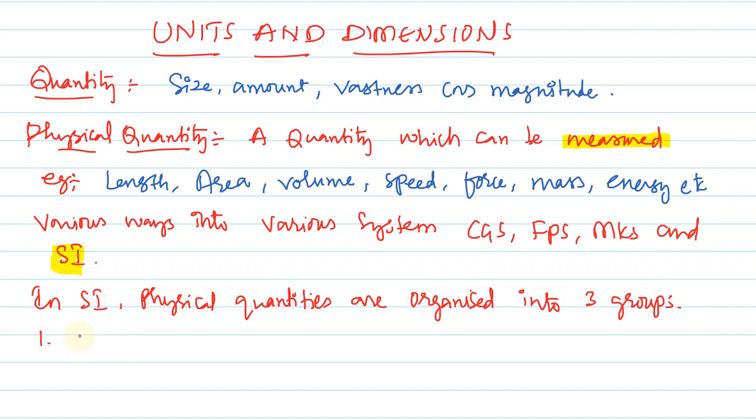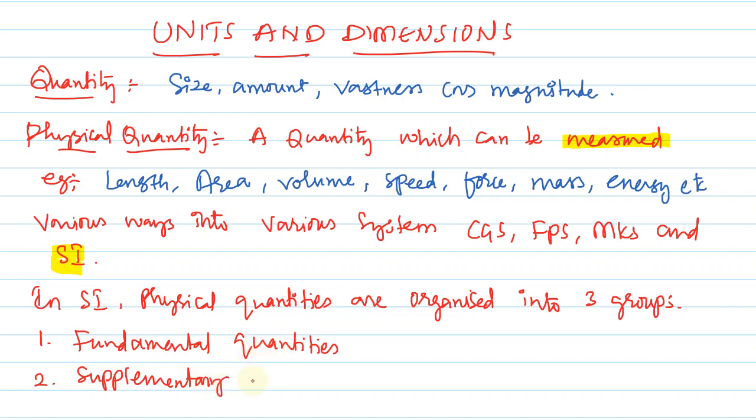First one is fundamental quantities, or fundamental physical quantities. Second one is supplementary physical quantities. And third one is derived physical quantities. So in the SI system, physical quantities are organized into three groups. First is fundamental quantities, second is supplementary quantities, and third is derived quantities.